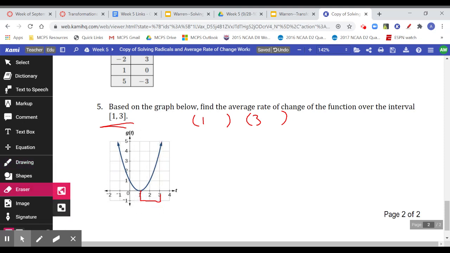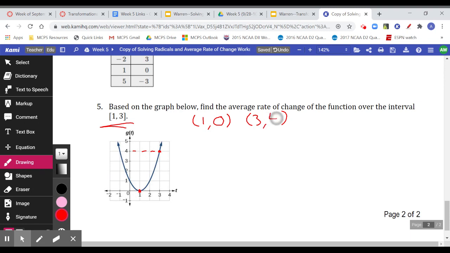Okay. But what I'm going to do is start by finding the y values at 1 and 3. So let me find what is the y value at x equals 1. Well, the point on the graph is actually right down there on the x-axis, so it appears my y value there is 0. And then for 3, I have to go all the way up here to find the point on this function, and it turns out that y value is actually over at +4. So that gives me 2 points of 1, 0, and 3, 4.